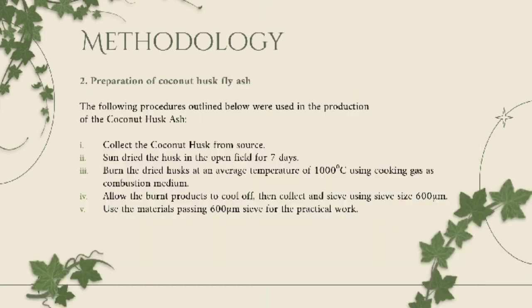Preparation of coconut husk fly ash. The following procedures outlined below will be used in the production of the coconut husk ash. First, collect the coconut husk from source. Second, sun-dry the husk in the open field for 7 days. Third, burn the dried husk at an average temperature of 100 degrees Celsius using cooking gas as combustion medium. Fourth is to allow the burned products to cool off, then collect and sieve using sieve size 600 μm. And lastly, use the materials passing the 600 μm sieve for the practical work.